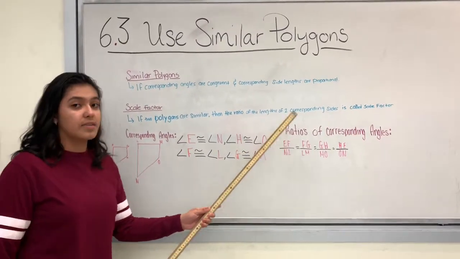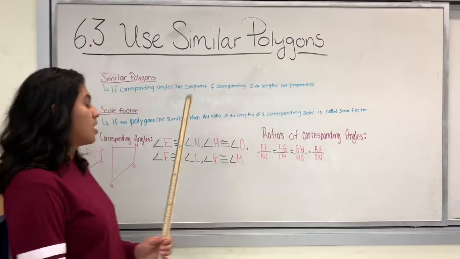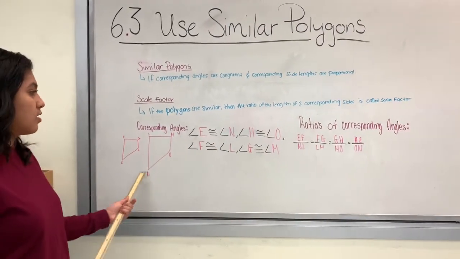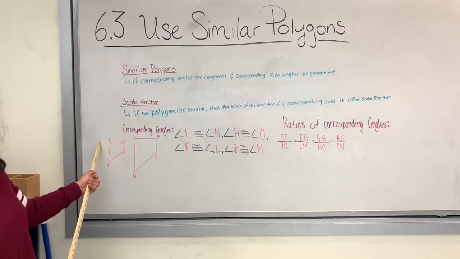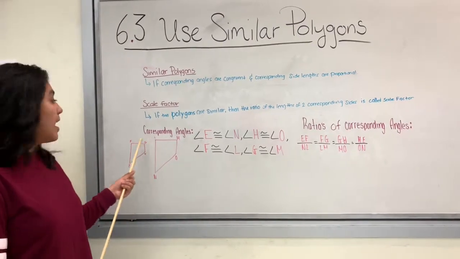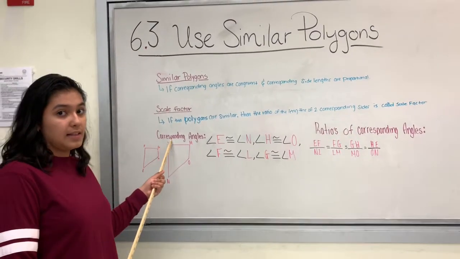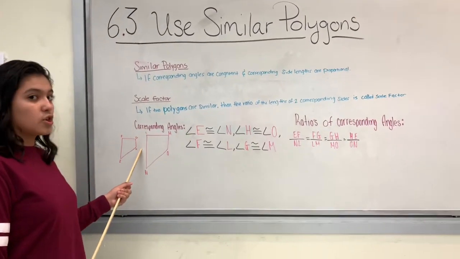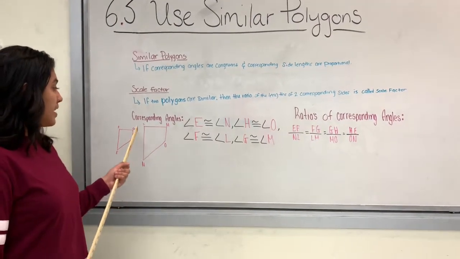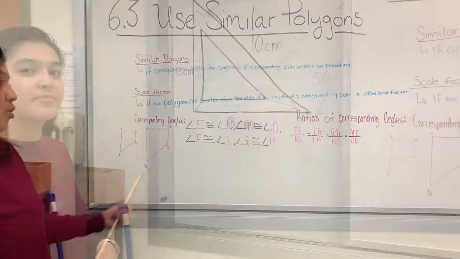And then for here, this is the ratio of the corresponding sides. So it's the size instead of the angles now. So E and F corresponds with N and L, and then F and G correspond with L and M. And then G and H correspond with M and O. And then H and E correspond with O and N.